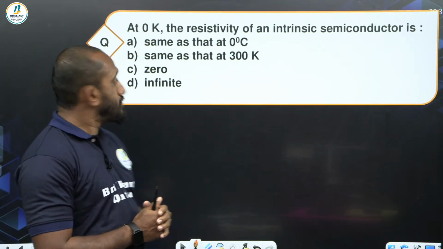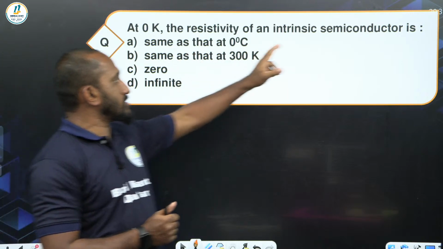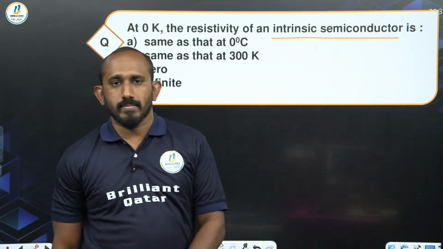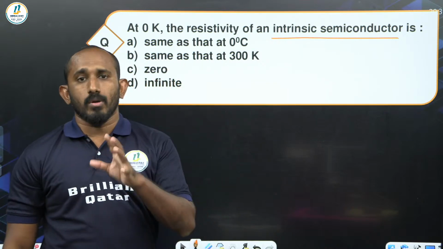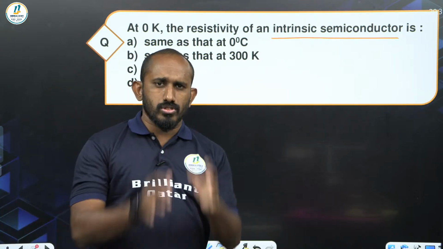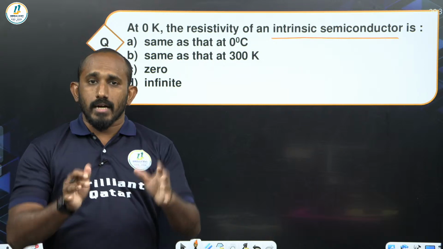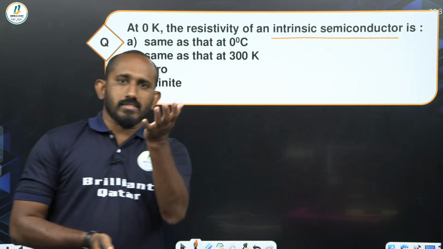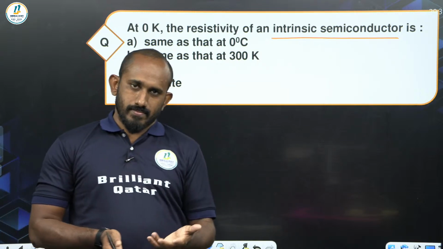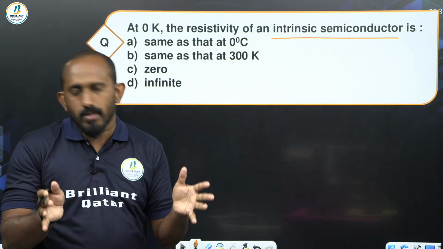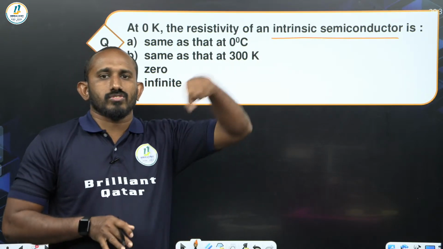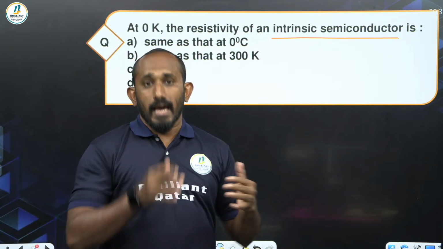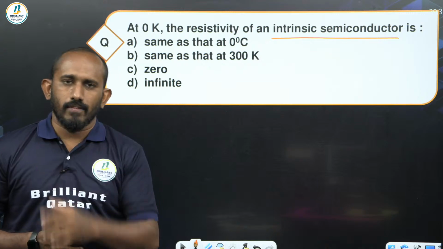At 0 Kelvin, the resistivity of an intrinsic semiconductor is. So intrinsic semiconductor means a pure semiconductor. For a pure semiconductor, what will it be at 0 Kelvin? Just before I told you, at 0 Kelvin the semiconductor will be purely an insulator. When temperature increases, it becomes more conducting. Because of thermal vibration, the bonds will be broken, so free electrons and free holes are created. They continue to move, hence the conductivity starts. So at 0 Kelvin, it will be an insulator.